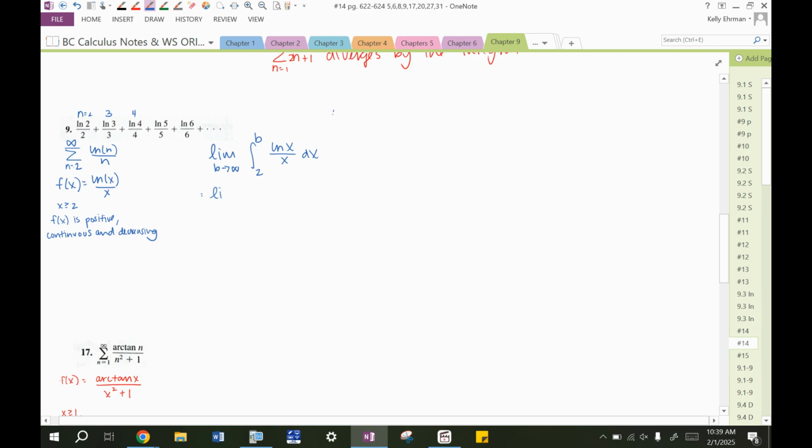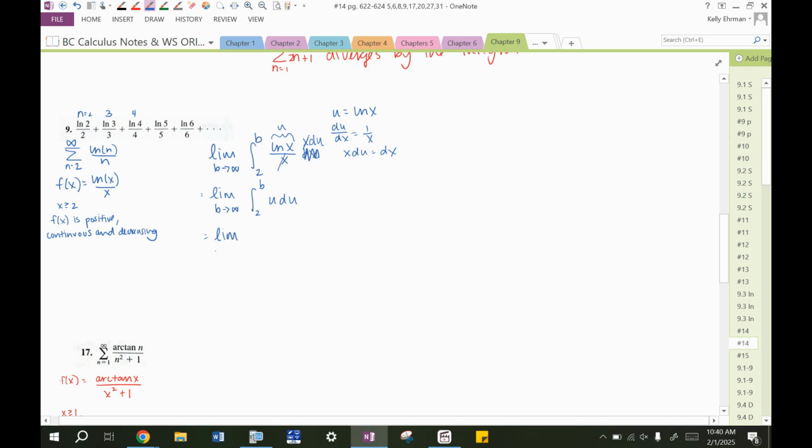We know that, do u sub over here. U would be ln x. du/dx would be 1 over x. So either you can recognize that you have du, or you can solve this. So get dx by itself and replace dx with x du. So those cancel. This is u. So now it's the limit as b approaches infinity of the integral from 2 to b of just u du.